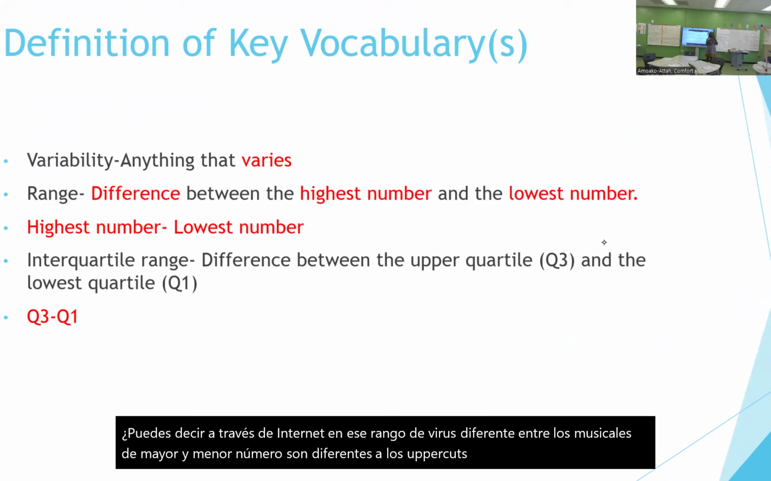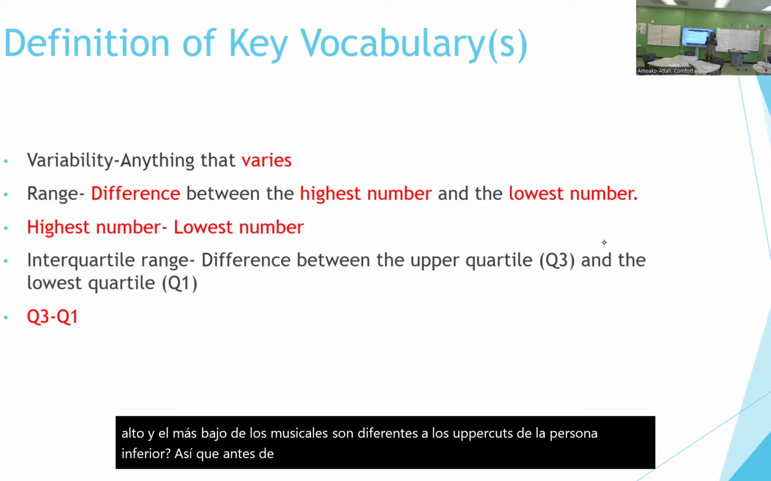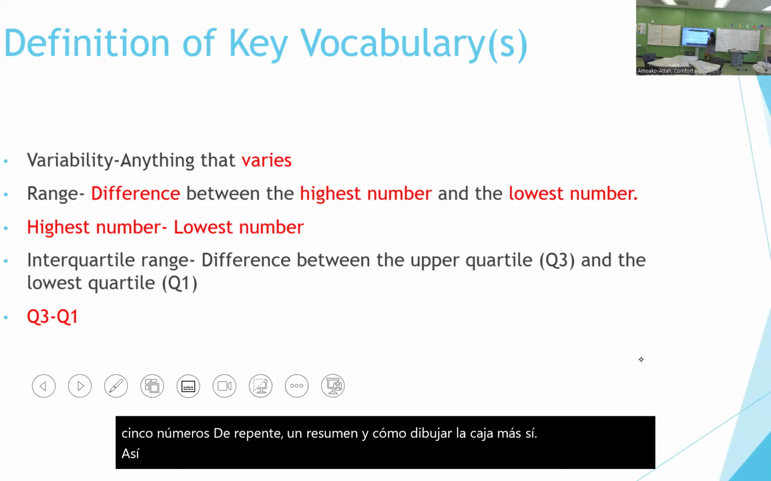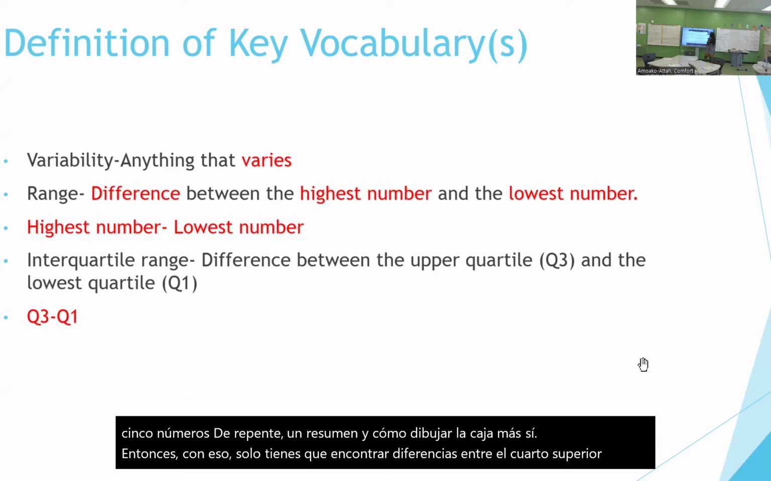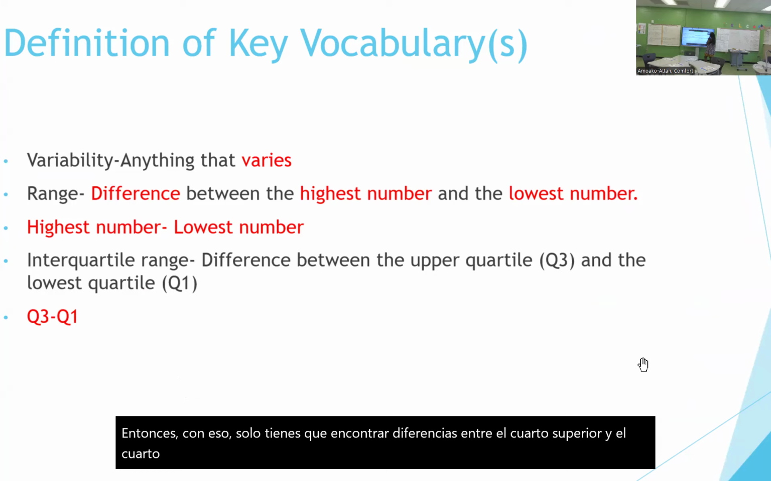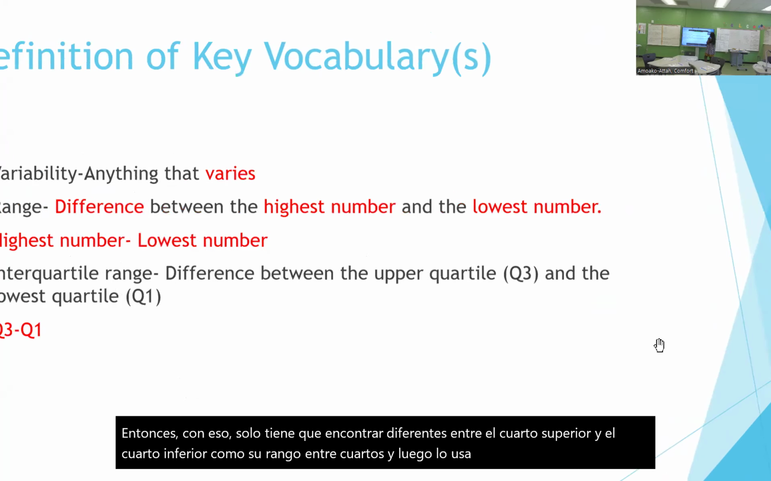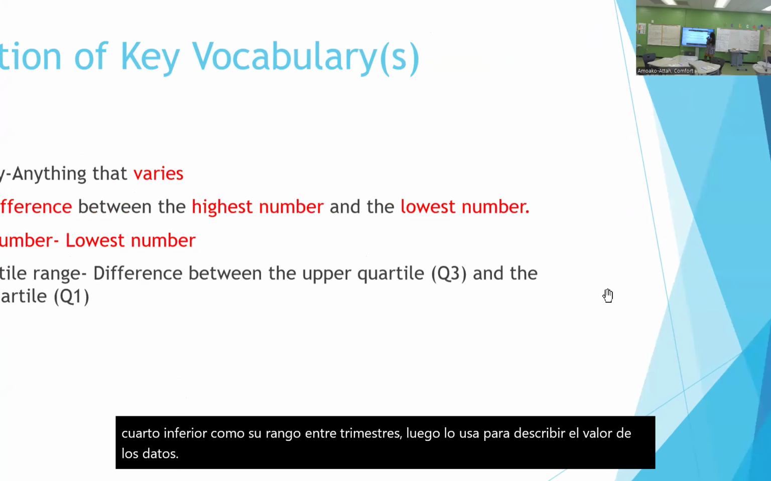Before then, you should have treated the box plot with the five number summary and how to draw the box plots. With that, you just have to find the difference between the upper quartile and the lower quartile as your interquartile range. Then use that to describe the data values. Let's zoom it in.